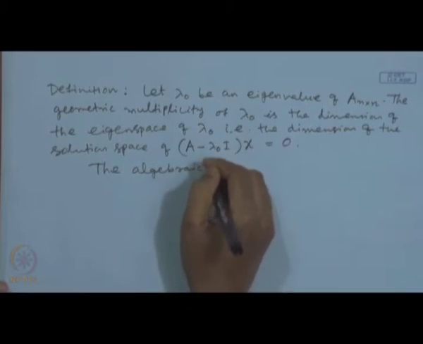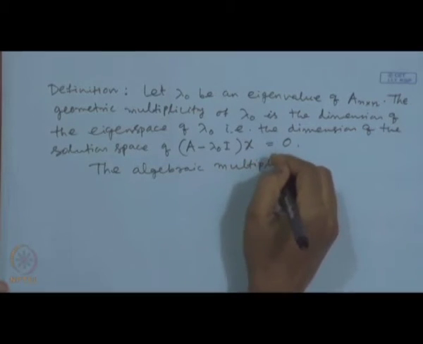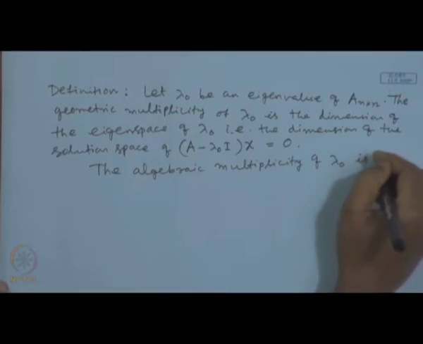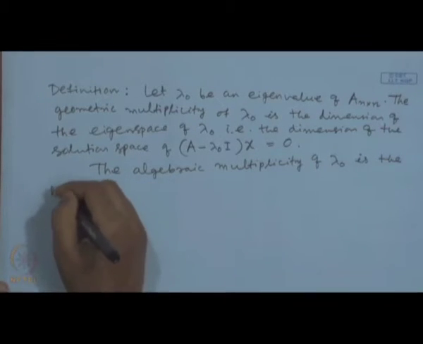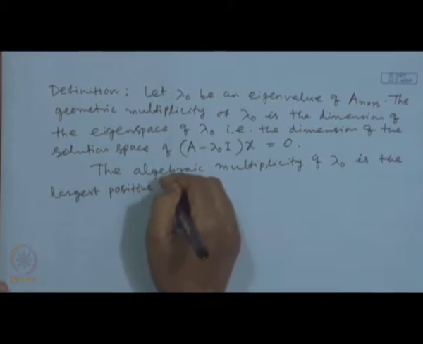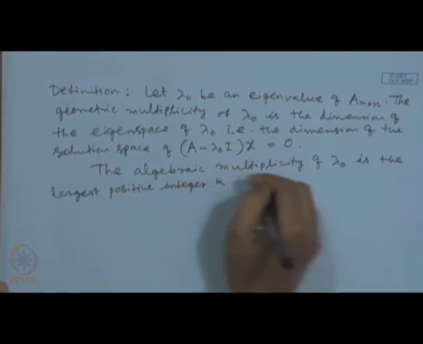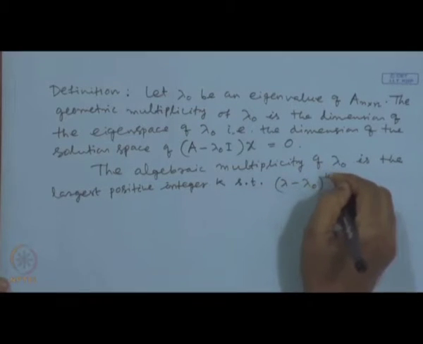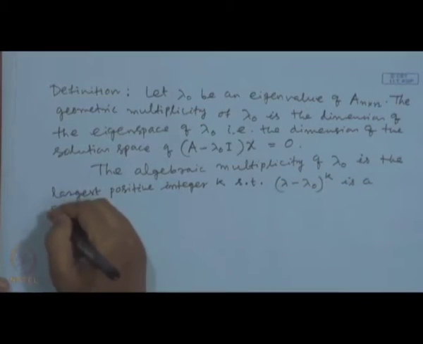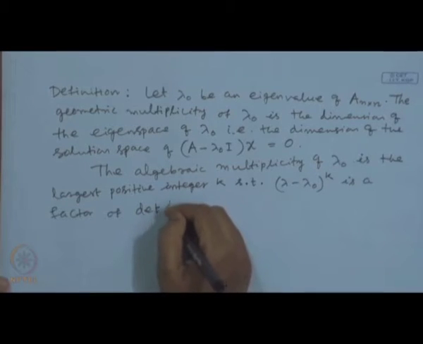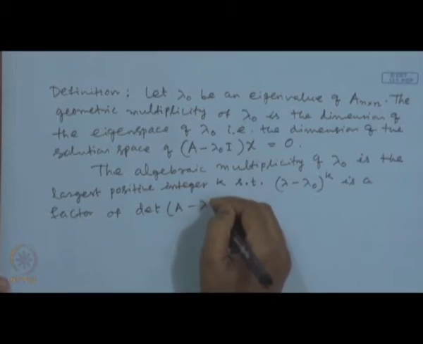Here also we define the algebraic multiplicity of lambda 0, that is, the algebraic multiplicity of lambda 0 is the largest positive integer k such that (lambda minus lambda 0) to the power k is a factor of the characteristic polynomial, that is, determinant of (A minus lambda I).